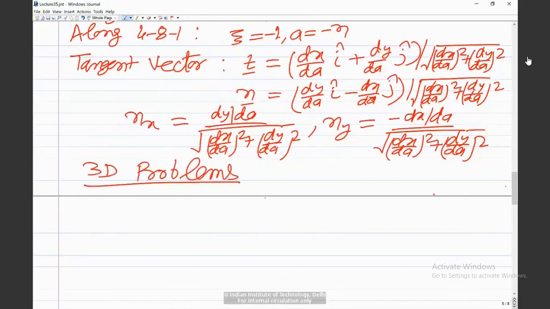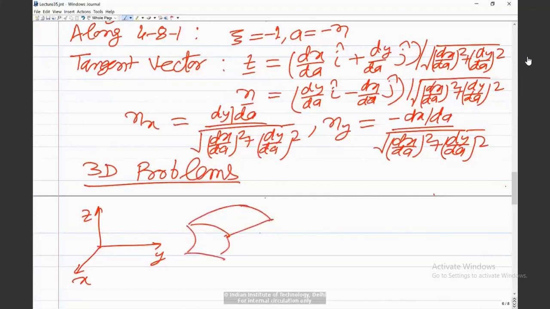So let me explain that. In case of 3D problems, the element is a 3D element. Let us take an example of a 20 noded brick element. So this is the x coordinate, this is the y coordinate, and this is the z coordinate, and then you have the element. This is the element in the physical coordinate space.